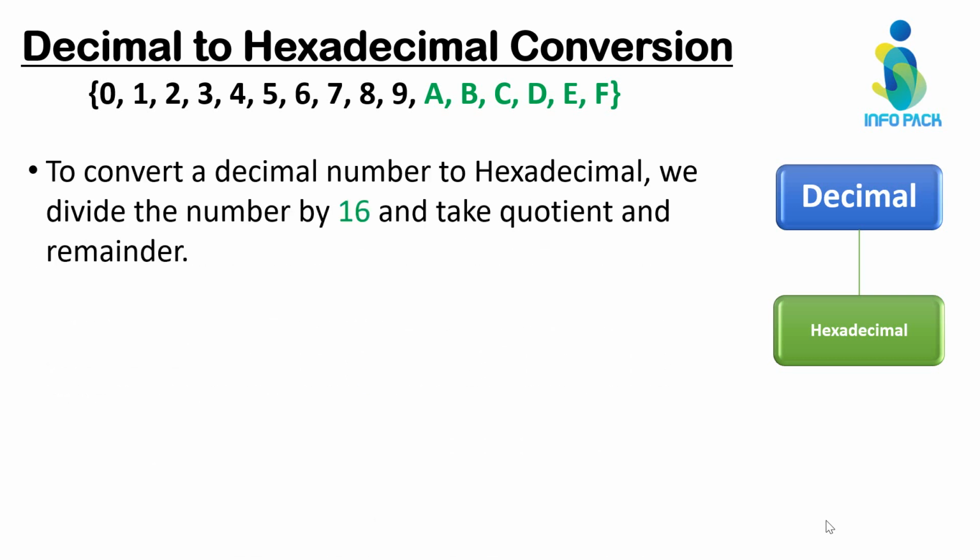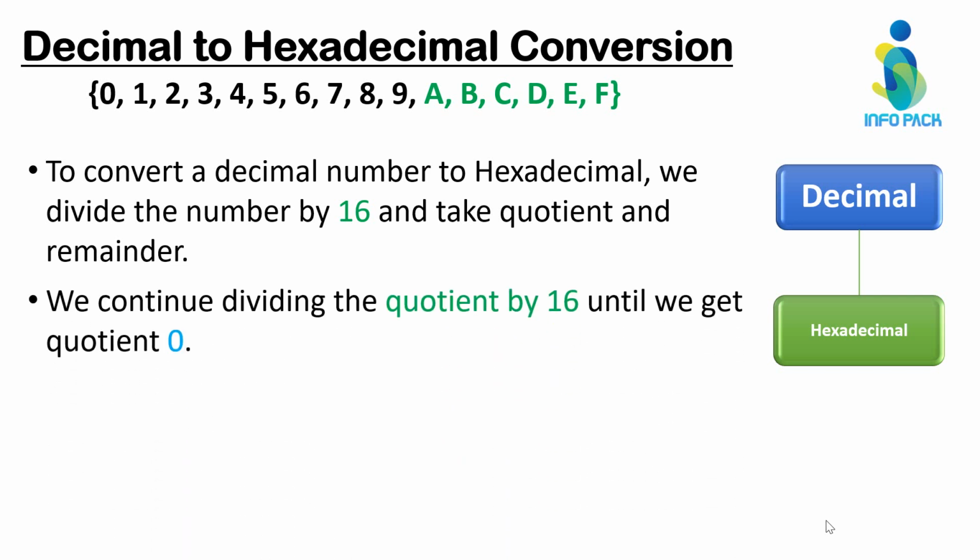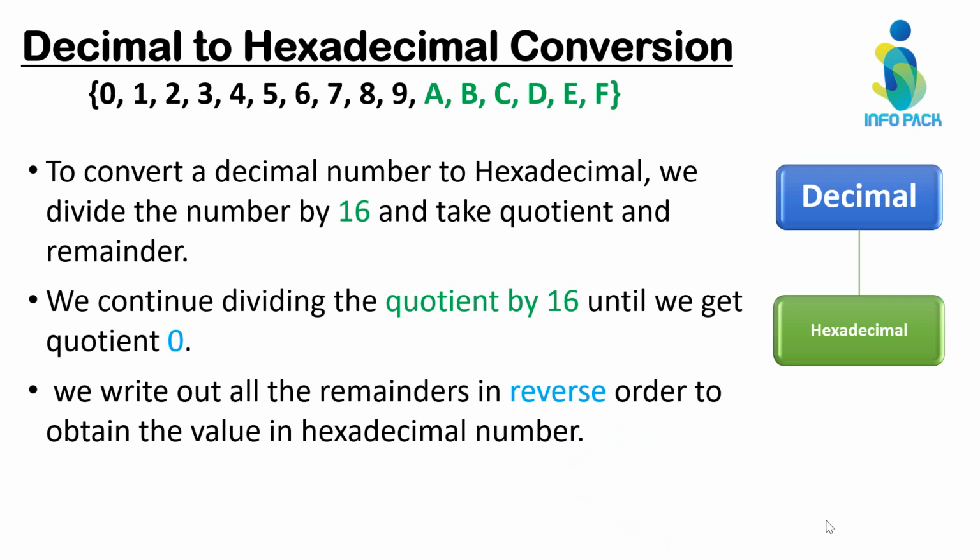To convert a decimal number into hexadecimal, we divide the number by 16 and record the remainder. Then divide the result of this division again by 16 and so on until the result of the division is 0. And after this, you will write all the remainders in reverse order. So let's see an example.